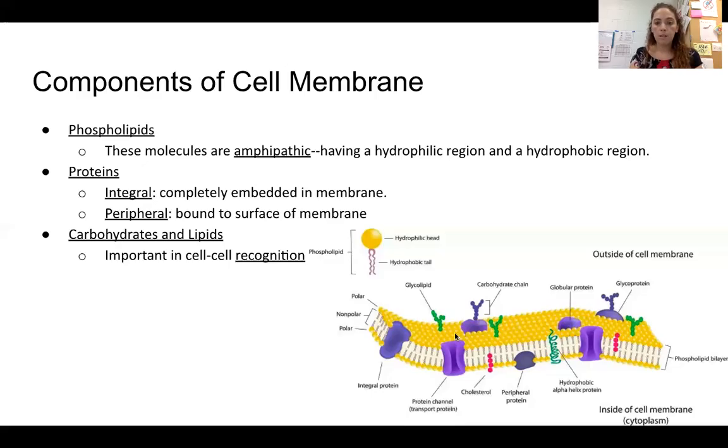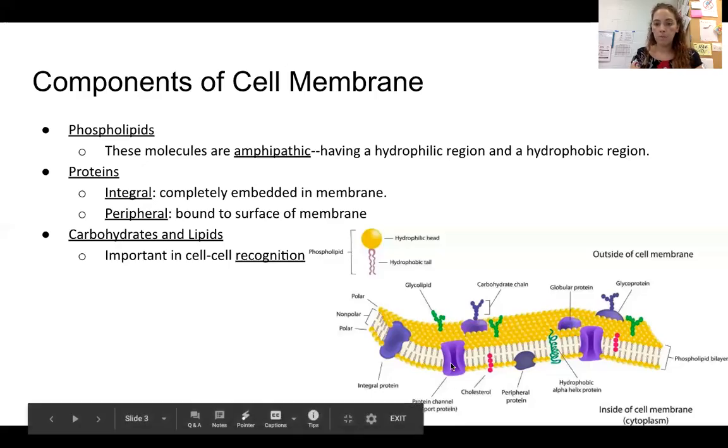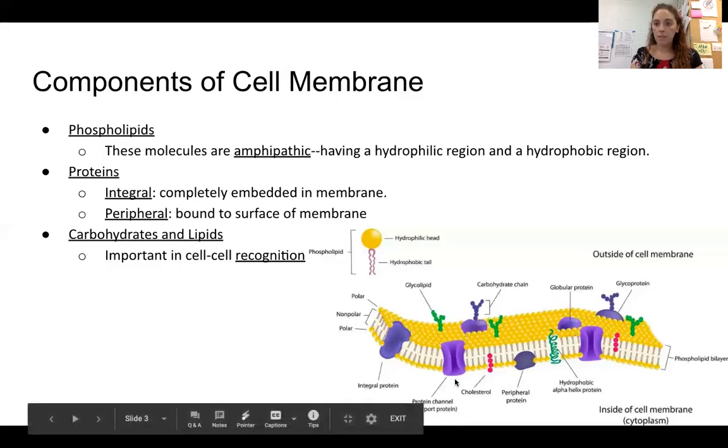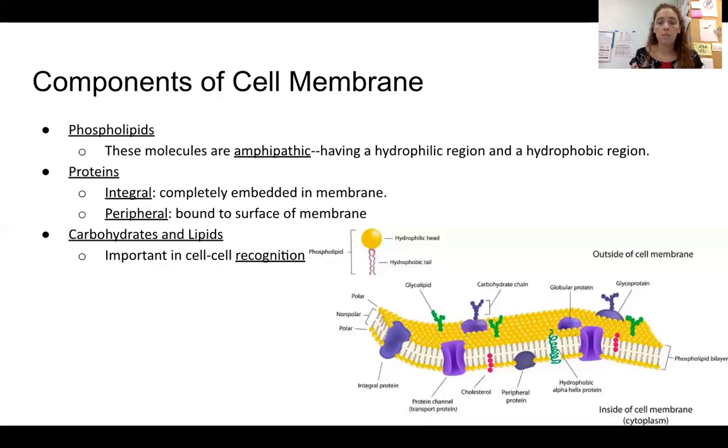With our proteins, especially those integral proteins, some of them are going to be channels, which means they're a transport protein. This is going to aid molecules that cannot pass through our phospholipids to pass through our cell membrane. We're going to see that there's several different types of transport proteins. There's protein channels, like in this diagram. We're also going to have protein carriers and protein pumps. Again, we're going to get into more detail on that in a later set of notes.